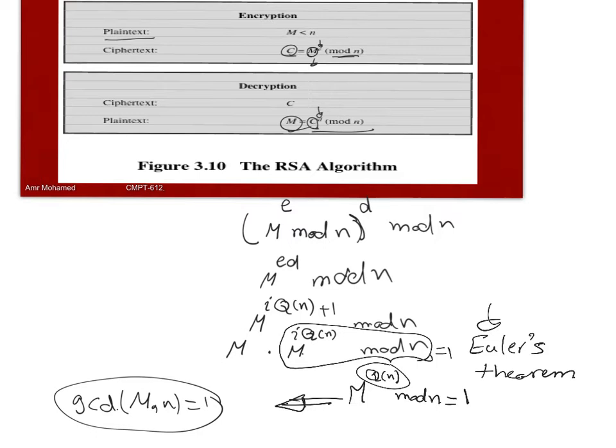Go ahead. What I meant is that in Fermat's theorem, which Euler's theorem generalizes, m to the power of p minus 1 equals 1 mod p, so there is no coprime condition in Fermat's theorem. Okay, I'm not aware of this. I mean, Euler's theorem is a generalization of Fermat's theorem. Okay.